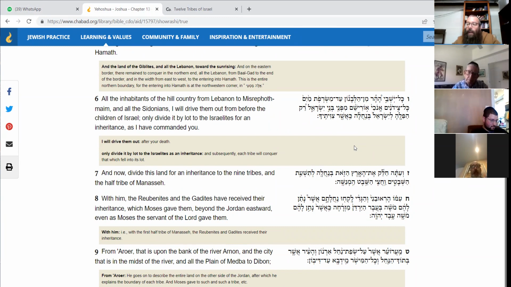All the 12 tribes got the eastern side. The Chumash, the first part of the Navi, is going to say for the next few verses, describe the general geography that all 2.5 tribes got on the eastern side of the Jordan River. And then we'll get into detail and explain exactly how it was divided up between Reuven, Gad, and Manasseh.